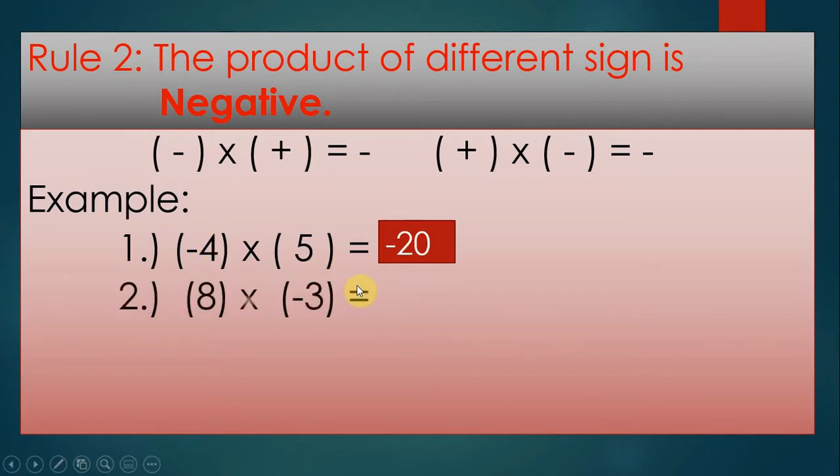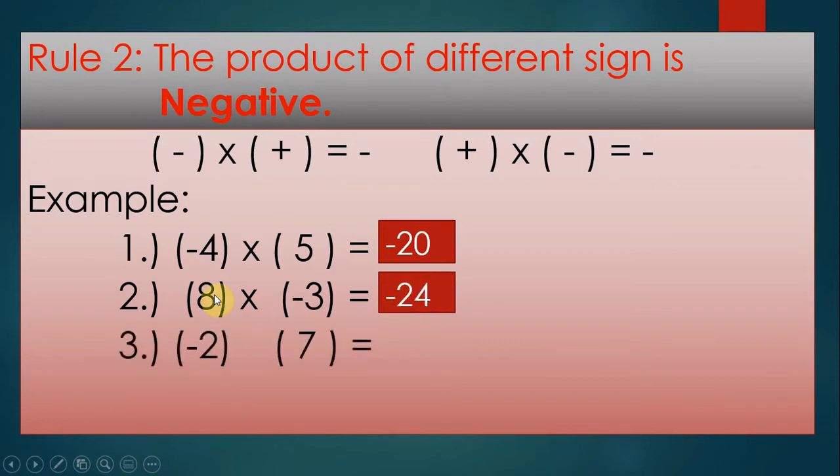Another example, number 2. What is the sign of 8? It's positive. And what is the sign of 3? It's negative. Then when you multiply 8 times 3, the product is 24. And since they have different sign, so our product is negative 24 because they have different sign.